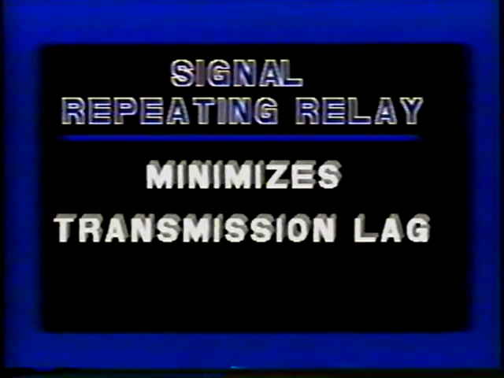A signal repeating relay is used where a pneumatic signal must be repeated precisely. An example is the signal from a pneumatic transmitter that must be transmitted over a long distance to a receiver controller or indicators at multiple locations. In addition to transmitting the signal accurately, it minimizes transmission lag by increasing the signal volume to remote devices.